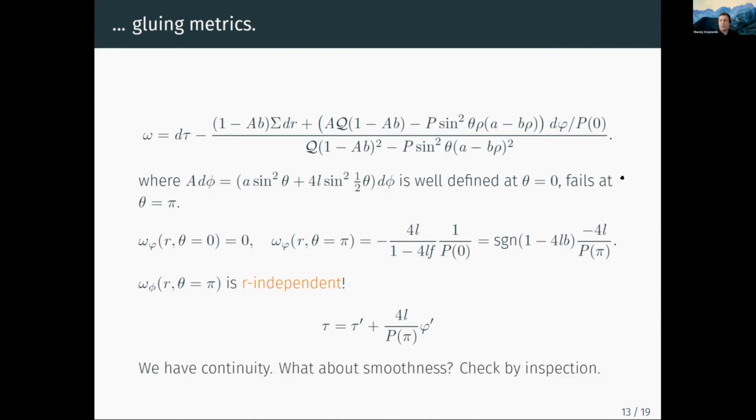I've been talking about the continuity condition, and this is because the smoothness actually has to be checked by hand, which we have done, and we're in luck because our solutions are not only continuous, as the geometry would suggest, but also smooth.